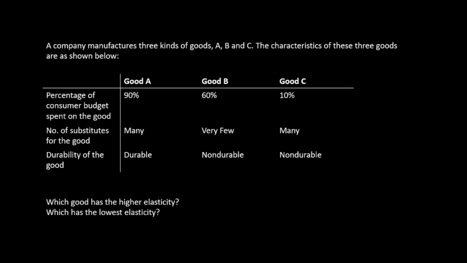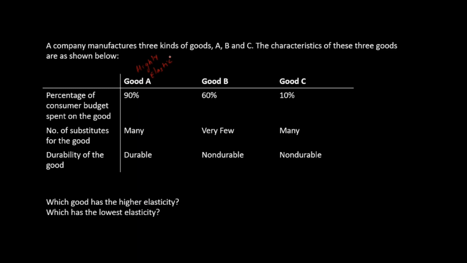So the percentage of consumers' budget spent on the good is 90%, which is very high. And we know that when the percentage of consumers' budget spent is very high, it makes the good highly elastic in nature. Secondly, the number of substitutes are too many. And also good A is durable in nature. So all of these 3 characteristics make good A highly elastic in nature. So this is highly elastic.